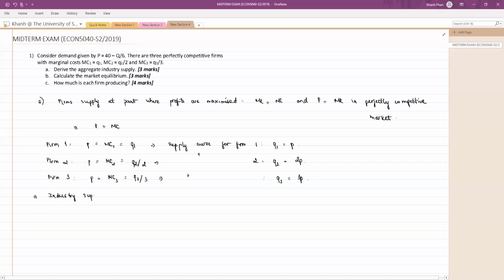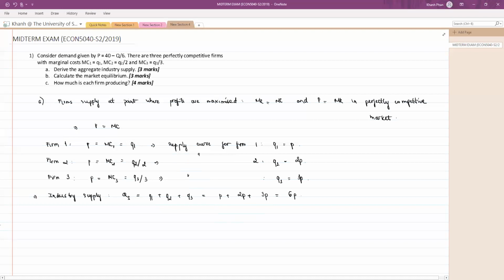Industry supply is just the supply of every firm in the market. So the industry total quantity supplied, QS, is equal to the quantity supplied by firm 1, firm 2 and firm 3 all together. That is P plus 2P plus 3P, which equals 6P. This is the industry supply.